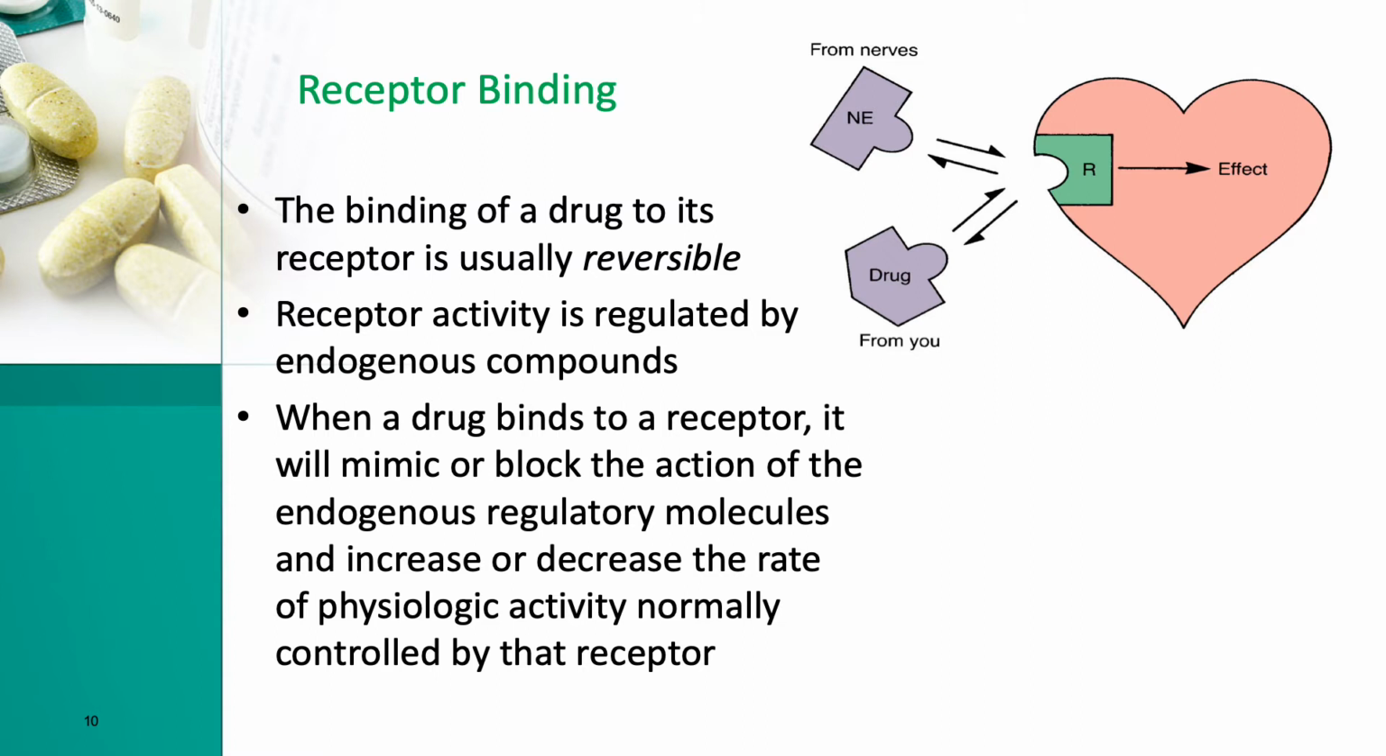Norepinephrine is supplied to these receptors by nerves. These same receptors can be acted on by drugs, which can mimic the actions of endogenous norepinephrine and thereby increase the cardiac output or block the actions of endogenous norepinephrine and thereby reduce cardiac output.